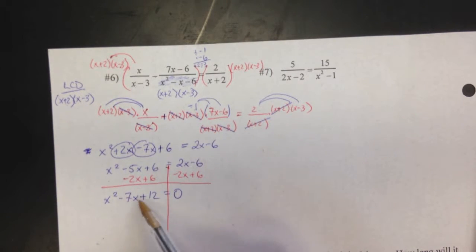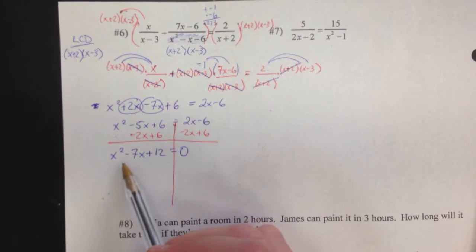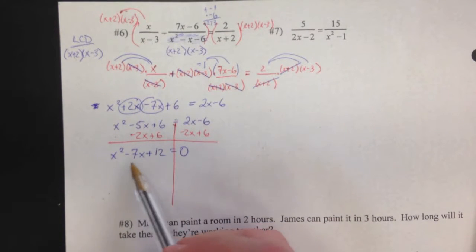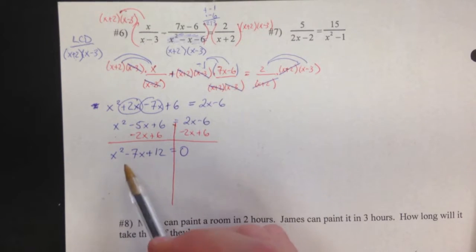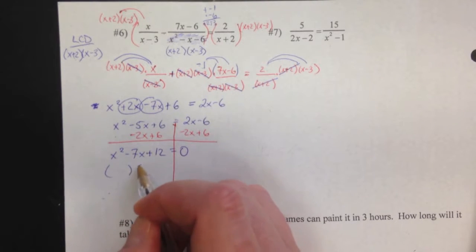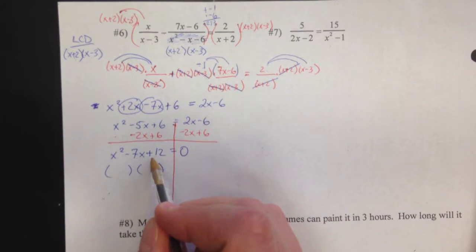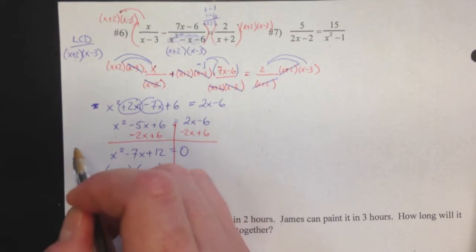I want to set this equation equal to 0. Now, we can use the quadratic formula, a, b, c. You can use the calculator. I am going to factor this. So what I'm thinking of, two binomials, two numbers that multiply to 12, the constant, and I'll do it on the side, that add up to negative 7.